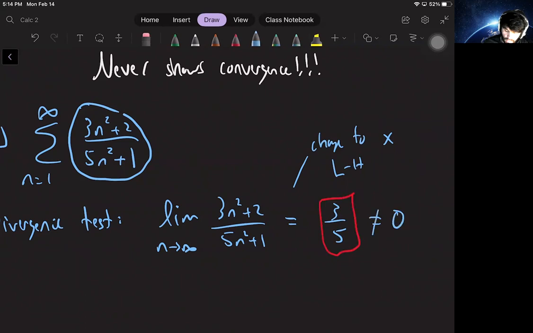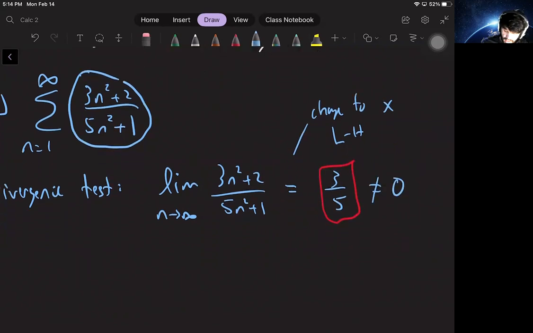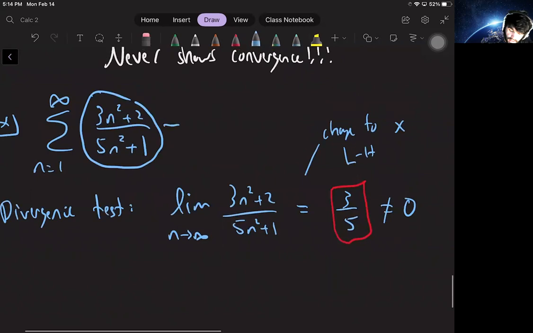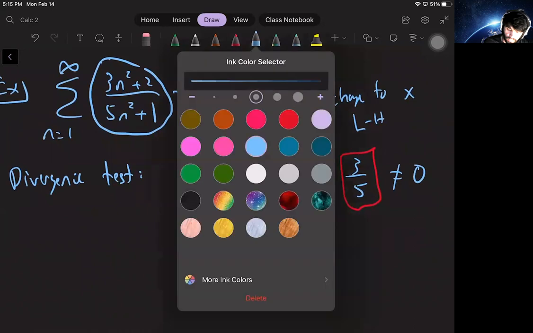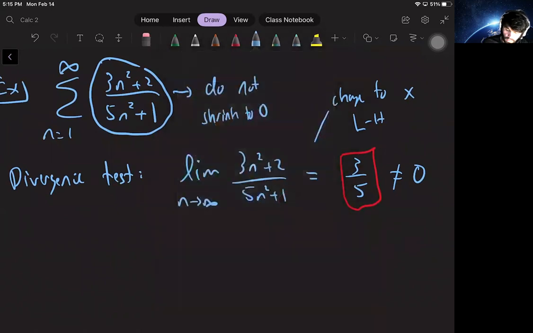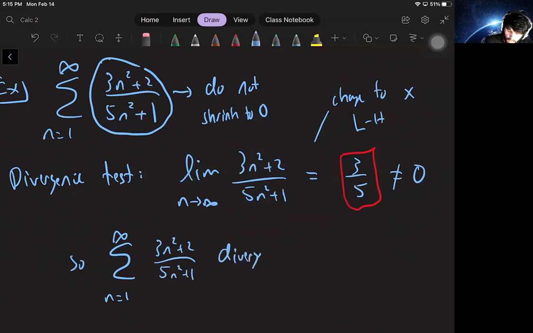No, it's not 0. So if you get something that's not 0, then the idea is that these terms do not shrink to 0. So when I add them up, there's no way it could add up to a finite number. It's going to be too big. It's going to add up to infinity. So that's what the divergence test says. So that means immediately we can say that this guy diverges by the divergence test. If you want to be official, that's how you would say it.